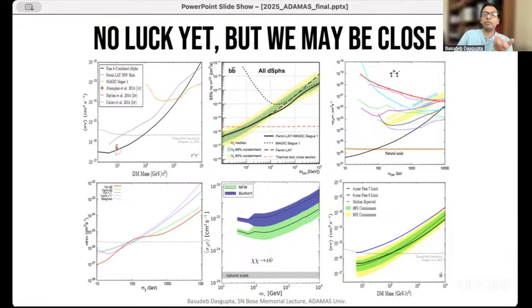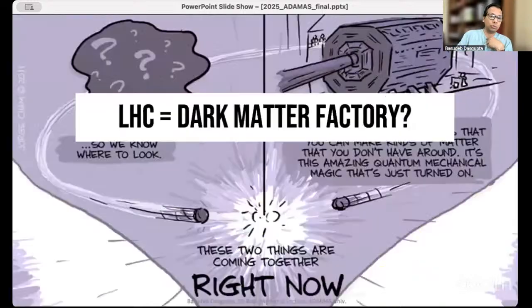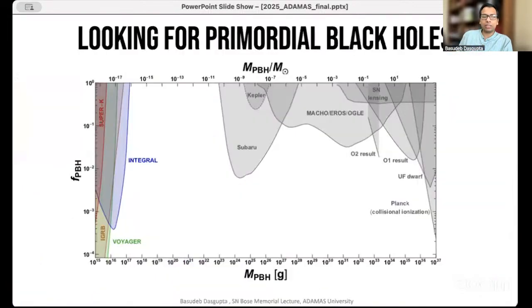So, unfortunately, we have not detected dark matter yet, but we have produced excellent constraints on the kind of dark matter that could be. There is, of course, the possibility of producing these dark matter particles in a collider like the LHC, for example. Unfortunately, that has also not succeeded. So, which brings me to the last candidate, which is primordial black holes.